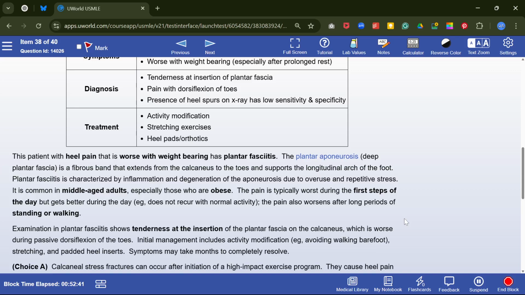Examination in plantar fasciitis shows tenderness at the insertion of the plantar fascia on the calcaneus, which is worse during passive dorsiflexion of the toe. Initial management includes activity modification, avoiding walking barefoot, stretching, and padded heel inserts. Symptoms may take months to completely resolve.